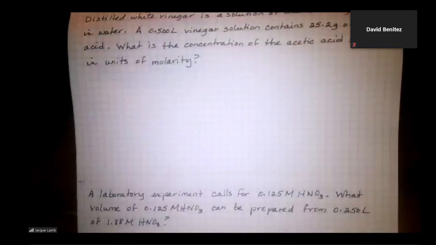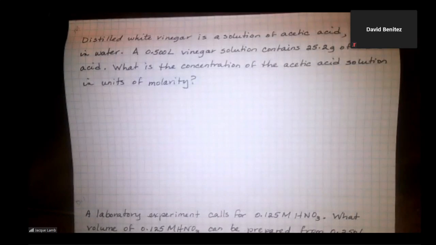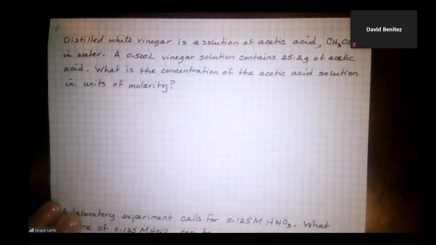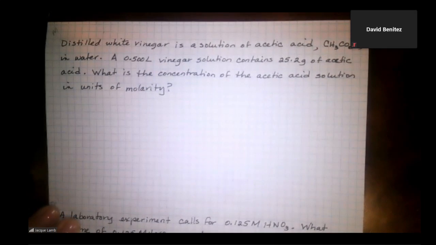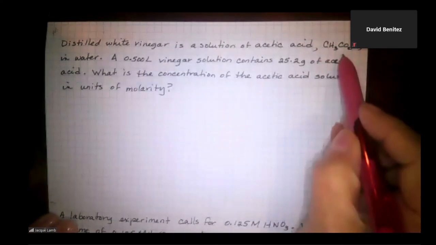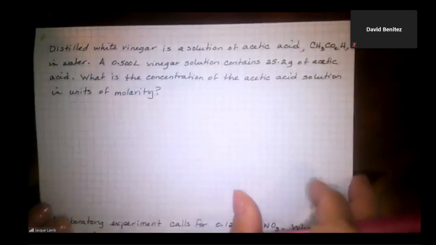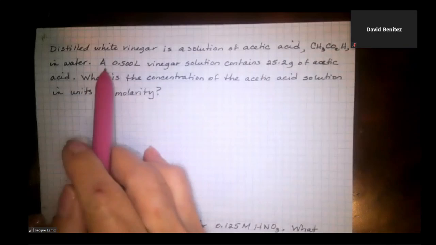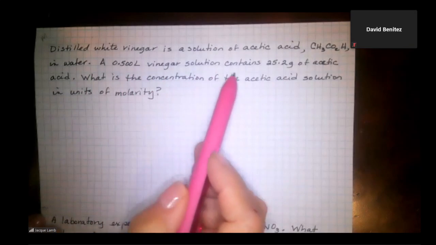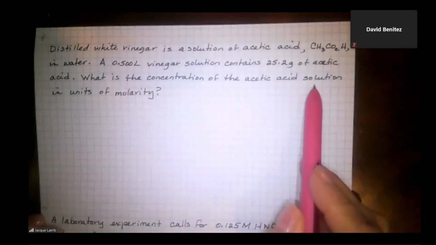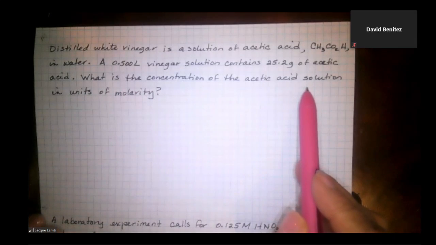Okay, so the first one I wanted to do, I skipped this one. This one is on how to calculate the molarity of a solution. So we have distilled white vinegar. It's a solution of acetic acid, and this is the formula, CH3CO2H, which is, by the way, how an organic chemist writes that formula, in water. A 0.5 liter vinegar solution contains 25.2 grams of acetic acid. What is the concentration of acetic acid in units of molarity?